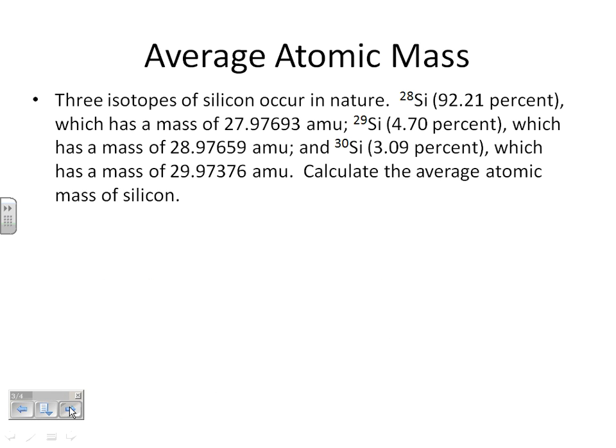Three isotopes of silicon occur in nature: silicon-28, silicon-29, and silicon-30. Calculate the average atomic mass of silicon. So what we're going to do is take the mass of each individual silicon isotope, multiply it times the percent, divide by 100, and add everything together. That's going to be the average atomic mass.